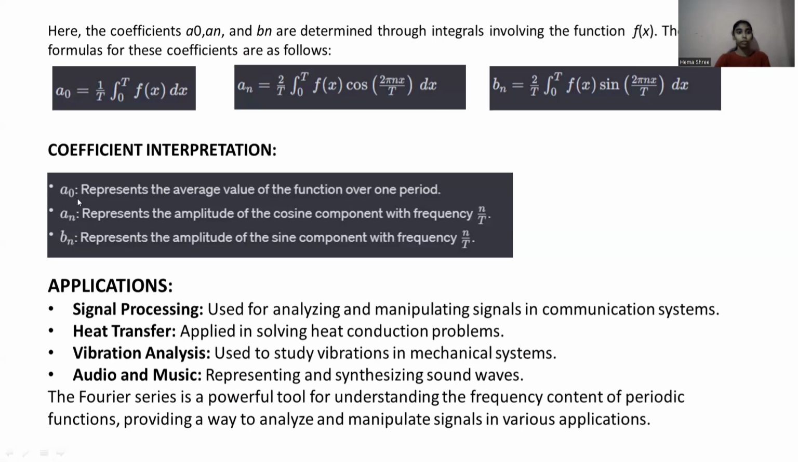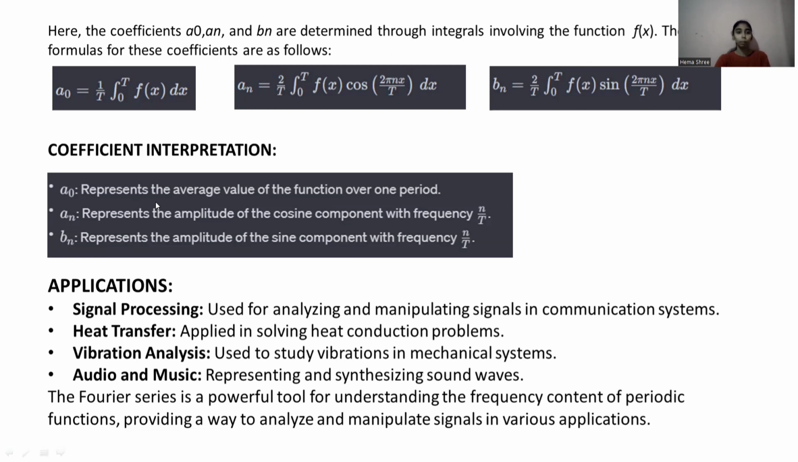Coefficient interpretation. a0 represents the average value of the function over one period. an represents the amplitude of the cosine component with frequency n/T. bn represents the amplitude of the sine component with frequency n/T.